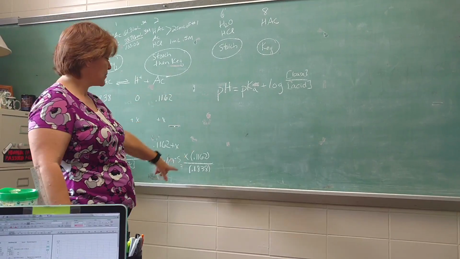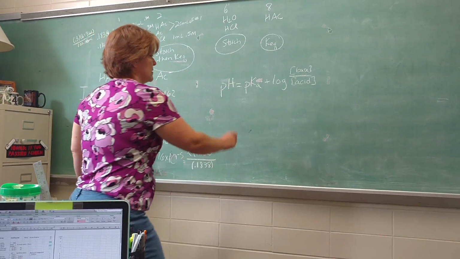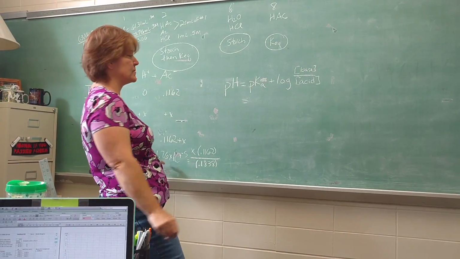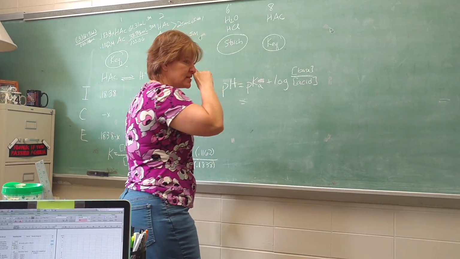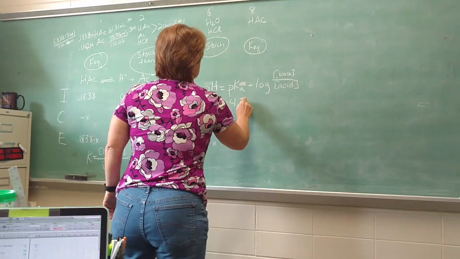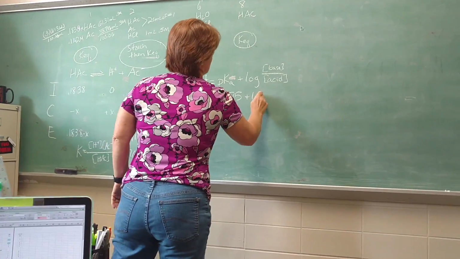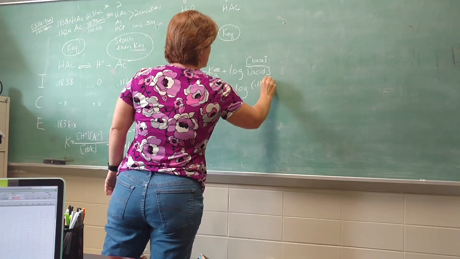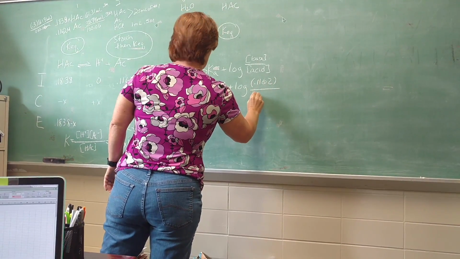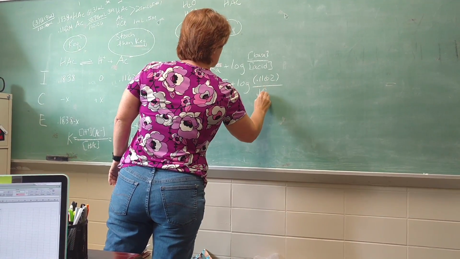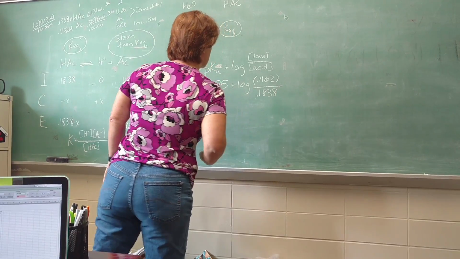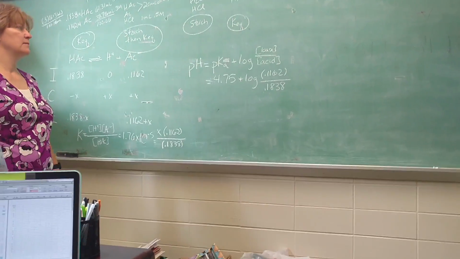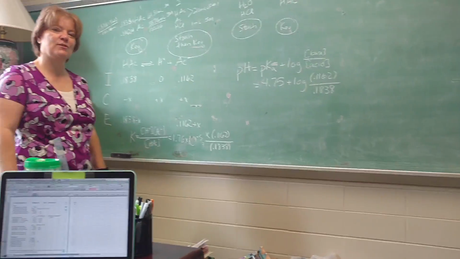All right, so this will get me the same answer. pKa for acetic acid, I take the negative log of 1.76 times 10 to the negative 5. I think it was 4.75. I'm pretty sure it's 4.75. In this case, our base is 0.1162. The acid is 0.1838. And we get that answer. Done.